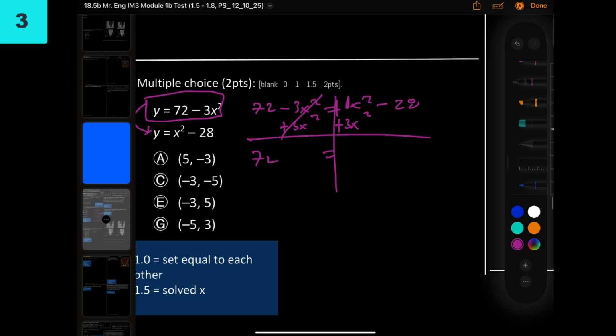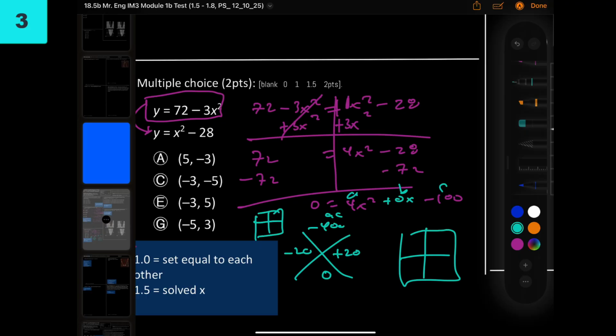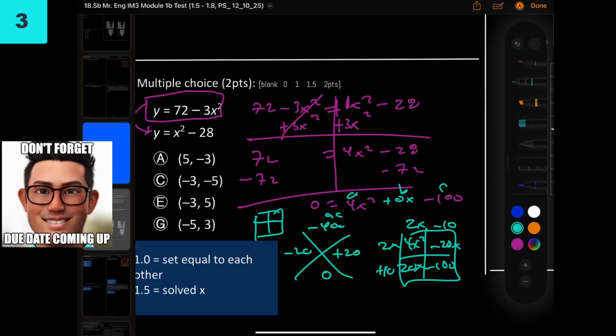So that'll give you 4x squared minus 28. So subtract 72. This will give you 0 equals 4x squared minus 100. Now from here, you can do the box, and a lot of you were doing this just fine. A, B, C. A times C is -400. B is 0. So -20 and positive 20. If I saw this, that meant that you forgot to use the box. So 4x squared minus 20x plus 20x. So that'll become 2x plus 10 and 2x minus 10.